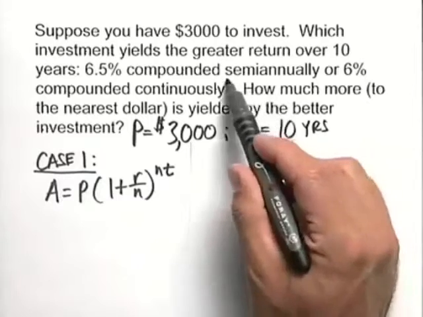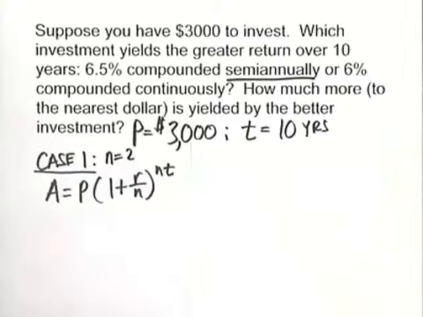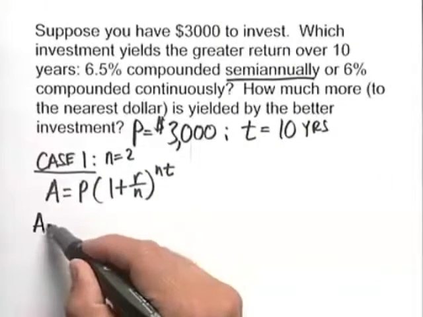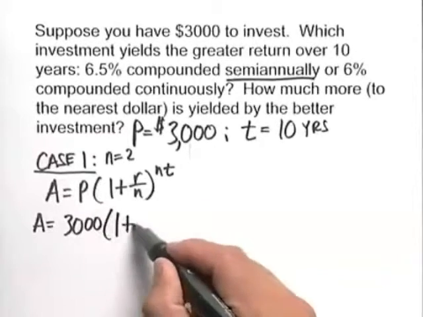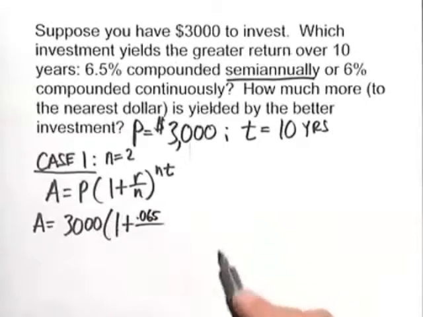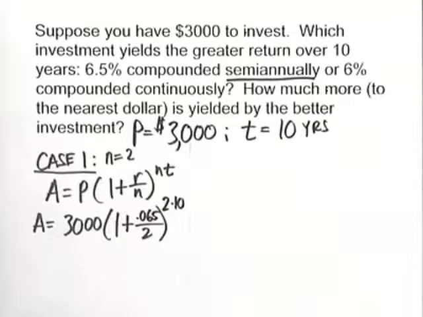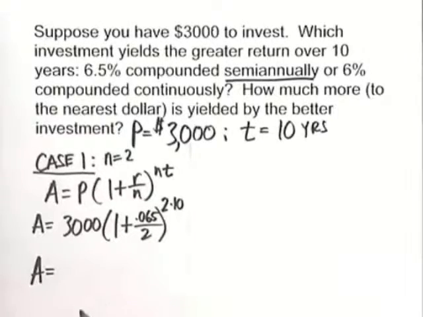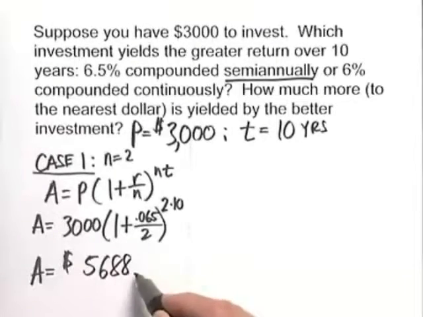The thing we have to know is that when we're compounding semi-annually, n is equal to 2. So we'll plug all our information in here. A is equal to 3,000 times (1 plus r, in this case 0.065, all over n, which is 2) to the 2 times 10 power. Now this becomes a calculator problem. You plug that in there, and to the nearest dollar, case 1 will yield $5,688.